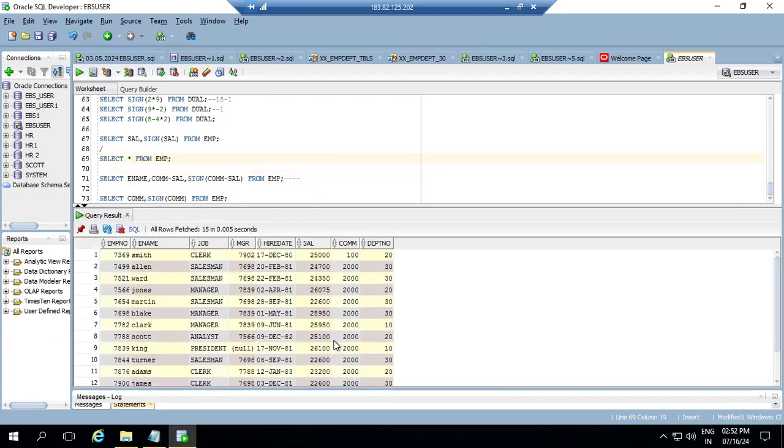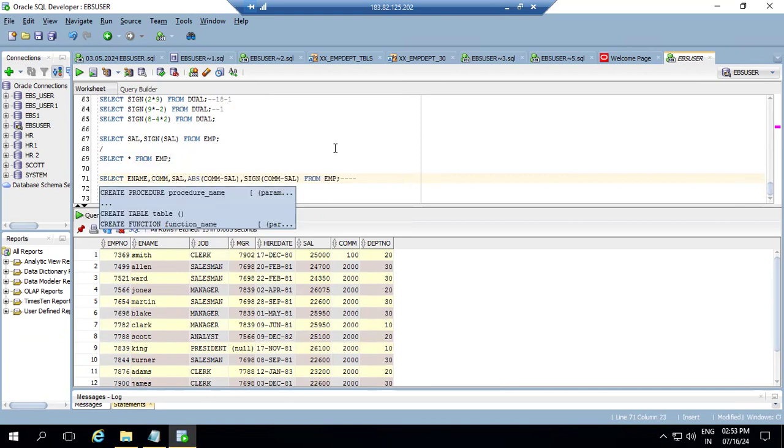Ma'am, can we use the absolute function for commission minus salary? You want to use ABS? Yeah. Okay. ABS I'm using. I'm selecting the commission column and salary column also, where we are using ABS along with the sign over here.